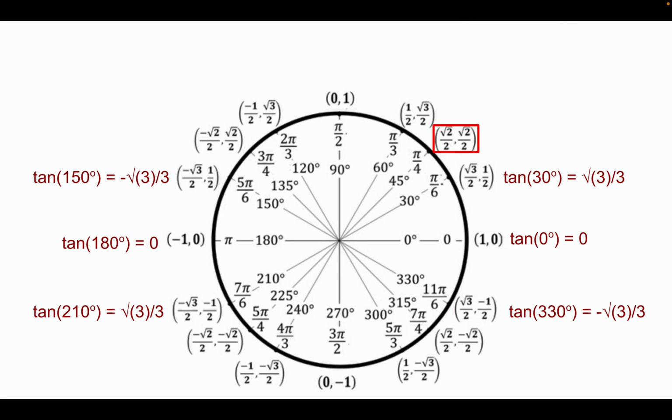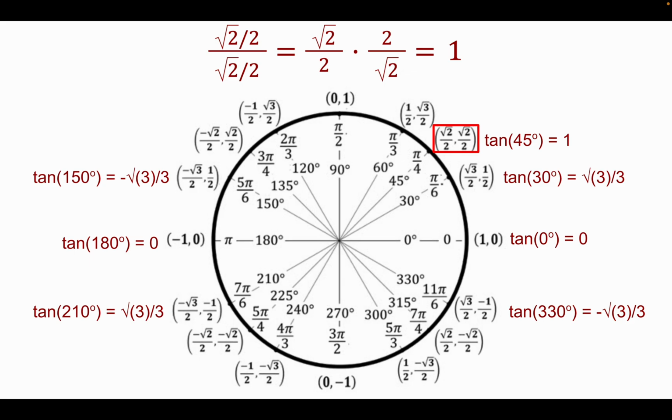Let's move on to 45 degrees. So that's going to be square root of 2 over 2 divided by square root of 2 over 2. That's going to equal square root of 2 over 2 times 2 over the square root of 2. So I'm taking my numerator and multiplying by the reciprocal of my denominator. The 2's are going to cancel out, but so are the square root of 2's. That's really just going to leave us with 1. And so the tangent of 45 degrees equals 1.